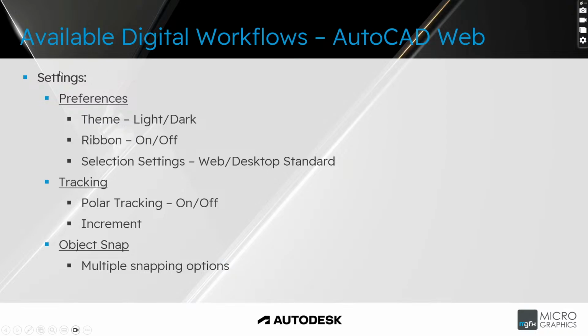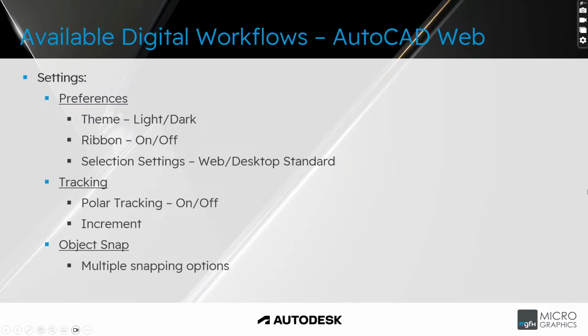So when you've clicked on settings, if we just look at the settings located at the top right, you've got your preferences, which allows you to choose between a light and dark theme. And then you can switch the ribbon on or off. So rather than the Draw, Annotate, and Modify tabs being at the bottom here, they will actually be displayed in a ribbon above your model space.